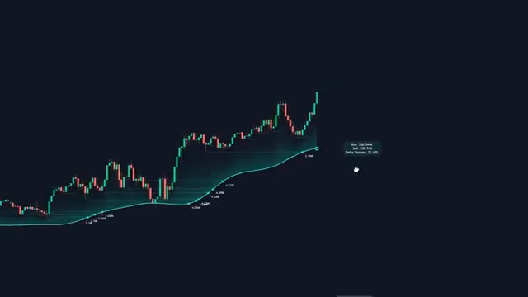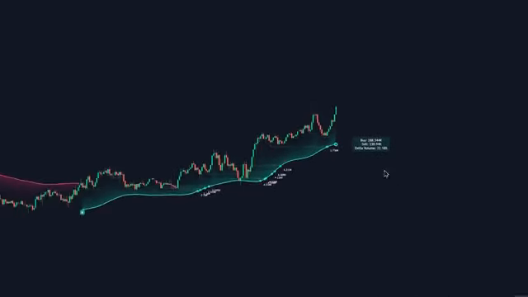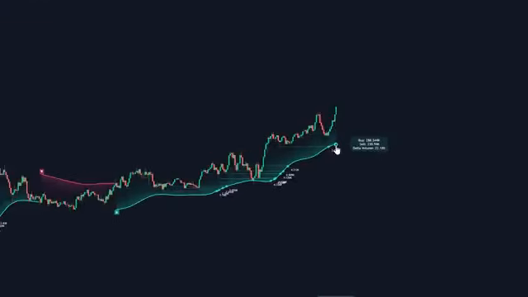Now that we know exactly what this indicator is made of, and most importantly, how the volume functionality works, how can we use it to trade? Well, I'm gonna tell you. But before we do that, let's take a look at the settings of this indicator.